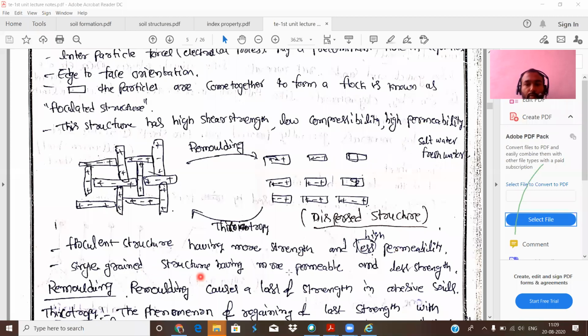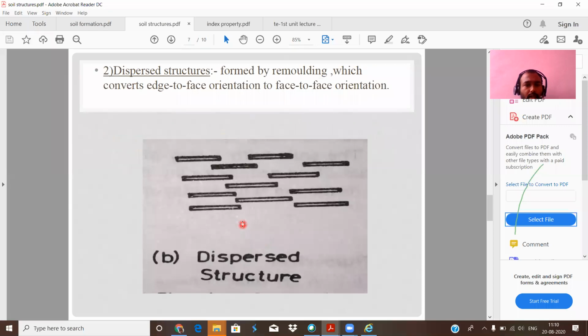Single grain structure has more permeability and less strength. Single grain structure is more permeable compared to this structure, because it has more voids. So due to the more voids, high permeability is available in the structure. So this is called the flocculated structure.